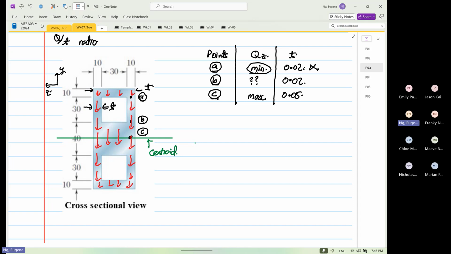In between what? Qmax and Qmin. And regarding this point, it is equal to what? 0.02, right? So we have to check on this point over here, point B. And we also have to check on point C. The one advantage point C has, it has what? It has a Qmax.